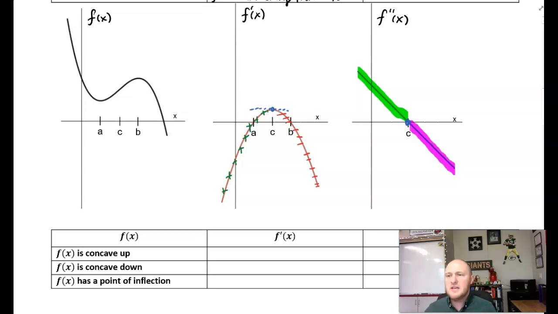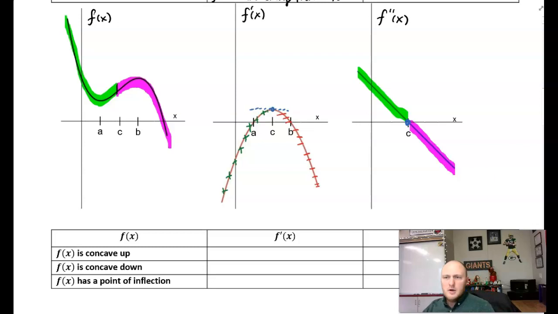Okay, what are the implications on our function f? Well, if f double prime of x is greater than 0, notice on this interval up until c, our actual function is concave up. And then where our f prime is decreasing, those function values for f double prime are negative, and therefore our function is concave down.